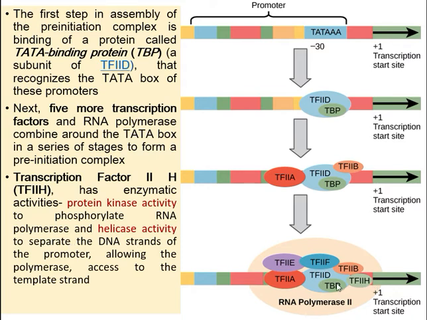Only then will the polymerase be able to start transcription, and get access to the template strand. So, TFIIH is peculiar in that way. It has a helicase activity by which it unwinds the template and the non-template strands, thereby helping RNA polymerase II to initiate transcription.